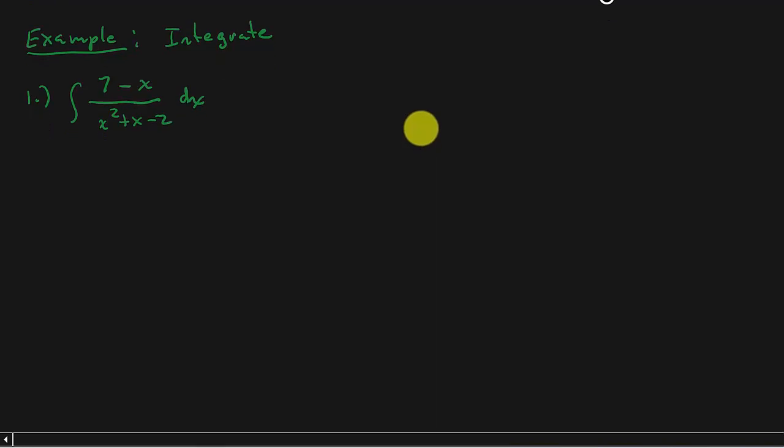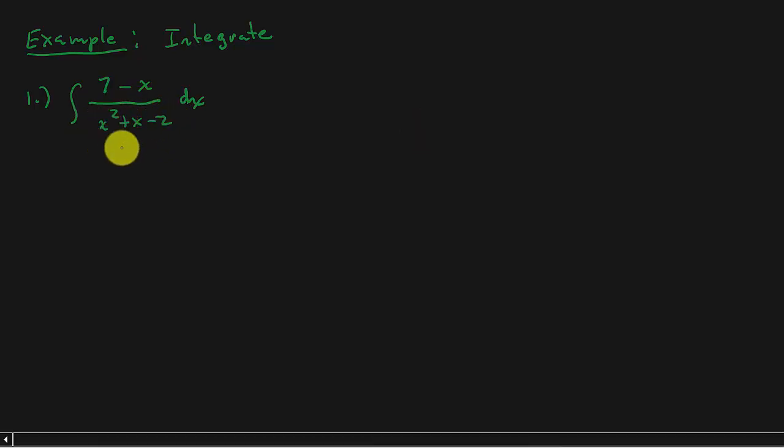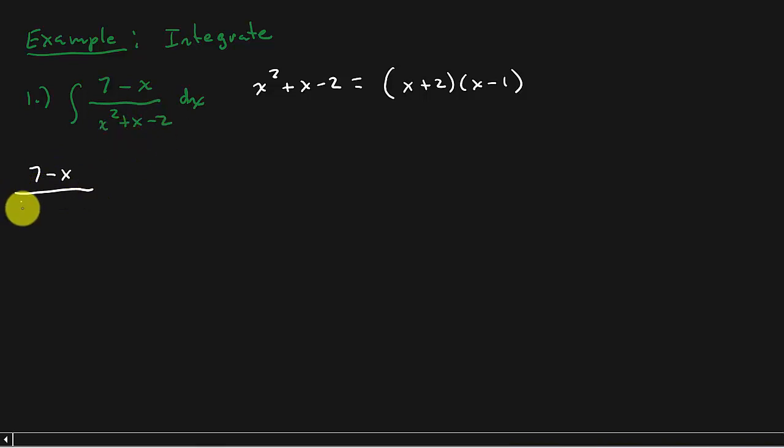Here we want to integrate 7 minus x over x squared plus x minus 2. The first thing we do is look at this denominator and notice it can be factored. x squared plus x minus 2 can be factored into x plus 2 times x minus 1. So we can take the 7 minus x over x squared plus x minus 2 and write it as this.